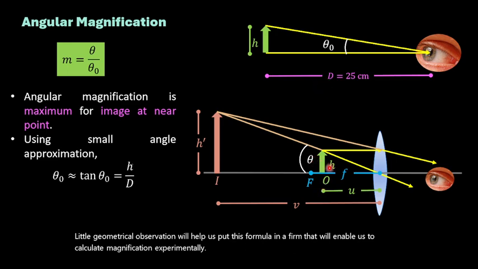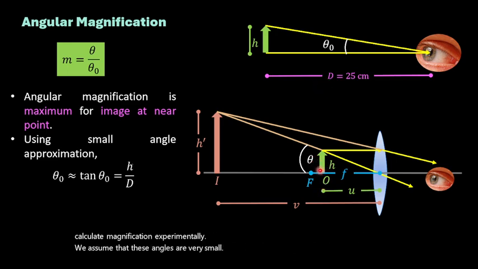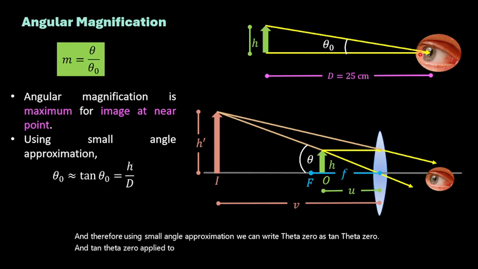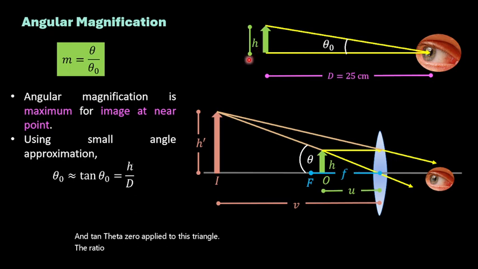We assume that these angles are very small, and therefore using the small angle approximation we can write theta 0 as tan theta 0, and applying tan theta 0 to this triangle, the ratio of the opposite side, which is h, to the adjacent side, which is d. So we have theta 0 equal to h upon d. D is the near point, which is simply 25 centimeter. Similarly, we look at this triangle with the lens present.